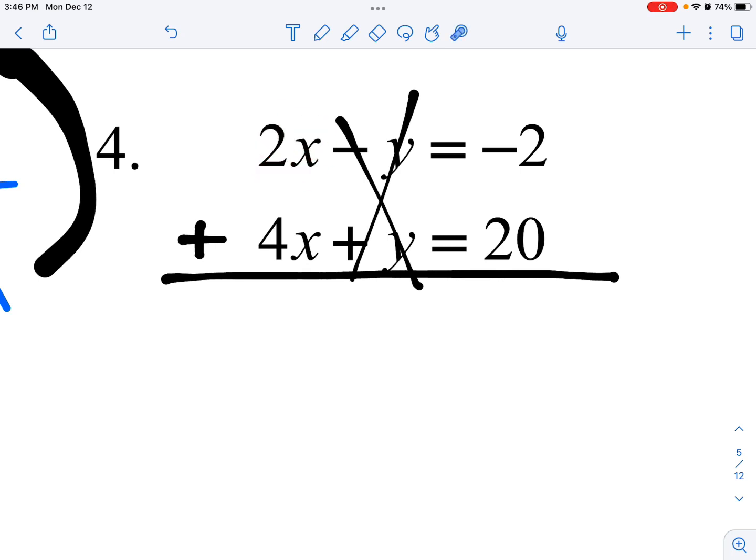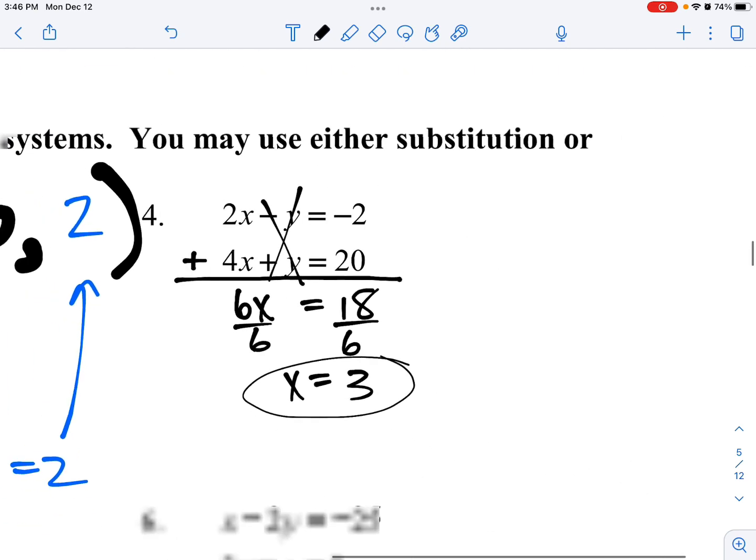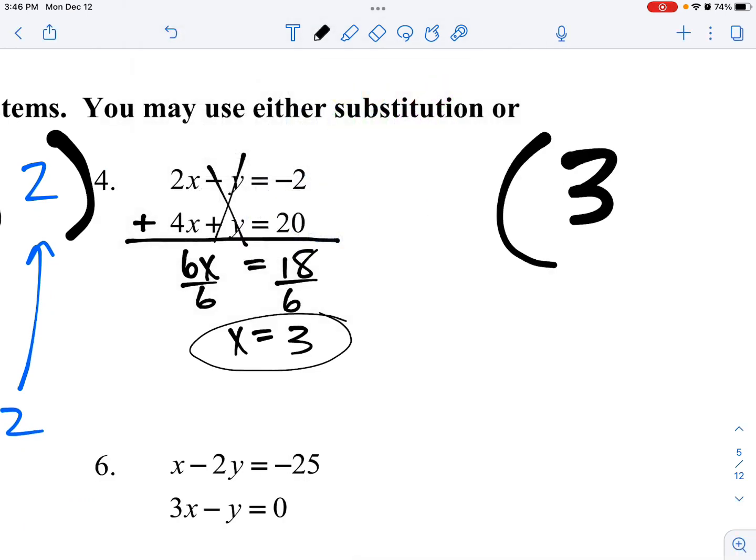I'm going to add 2x and 4x, which makes 6x. Keep the equal sign in the middle, and negative 2 plus 20 makes 18. I'm going to divide by 6 to figure out what x is. That means I got x equals 3, and remember that we write our answer like 3 comma something. And check your multiple choice answers. Maybe only one of them has a 3 for the x. That's your answer. You can be done.